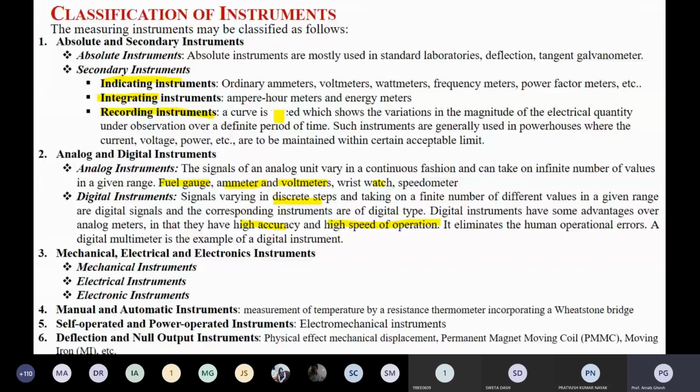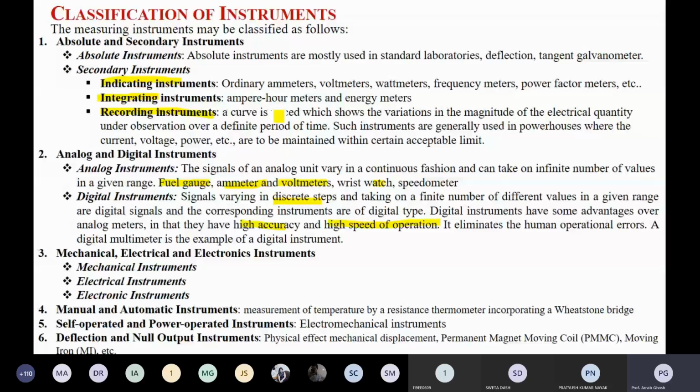So measurement of temperature by a resistance thermometer incorporating a Wheatstone bridge, you can say, is an example of manual measurement. And the other one, the thermometer-based setup incorporating a Wheatstone bridge, will be going as an automatic condition. Okay, so closed loop condition you may say. So at every instant it will be calculating all those values.